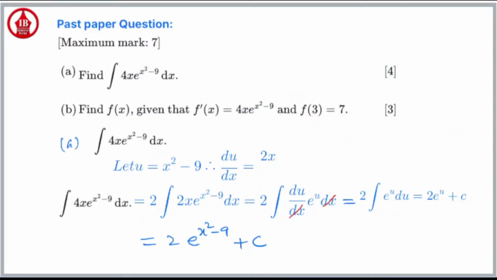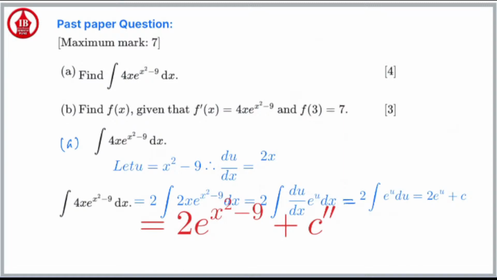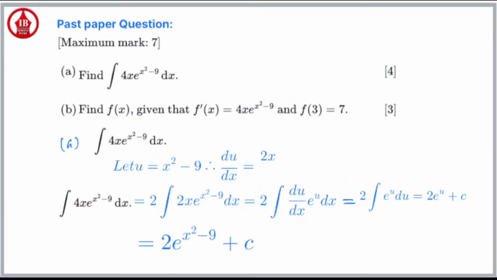Now read part B. What did they say? Part B, they said, 1 minute. Yeah, so this is the answer. Now look here. In part B, what they are saying, find f of x. This is f of x, right? Let me write here f of x. Okay, this is the answer of f of x.